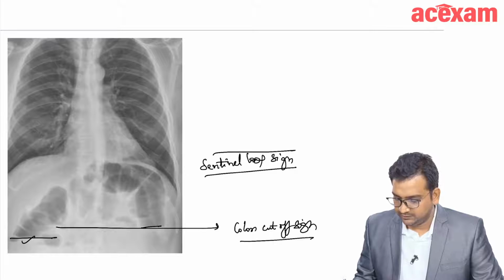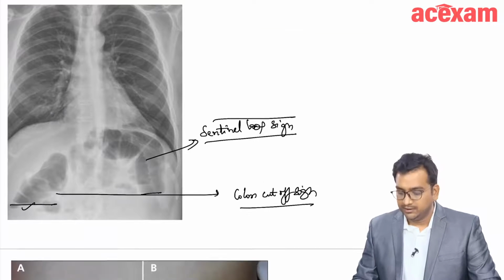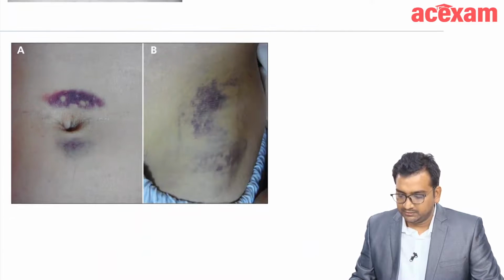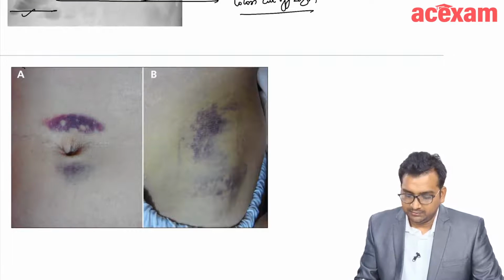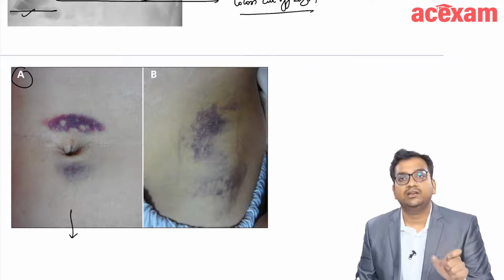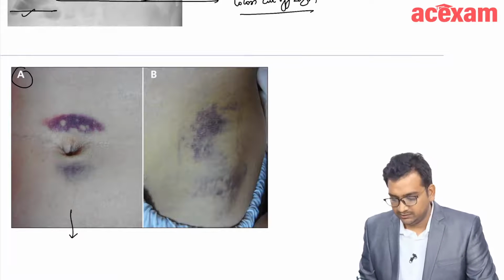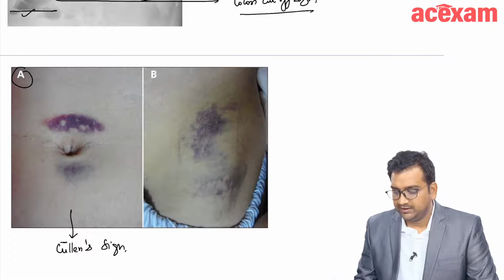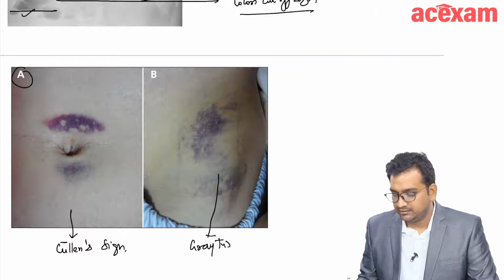Okay, this is the sentinel loop sign. Now which sign is this? You can see here there is ecchymosis at the level of the umbilicus. Then this is Cullen's sign. And here this is the flank region, and there is ecchymosis at the level of the flank. This is Gray-Turner sign.